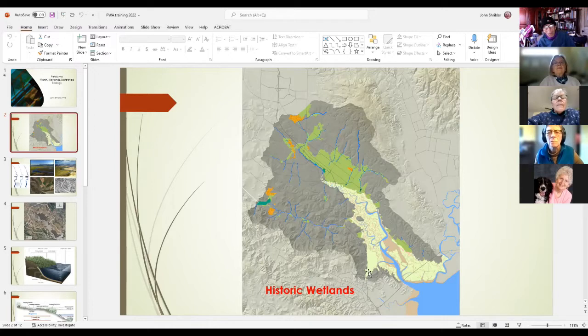And then here's the old marsh, and this old marsh was 5,000 acres plus that used to be here, and we've lost a lot of it. This was all marshland throughout here. And notice how wide the river was at the front end here.